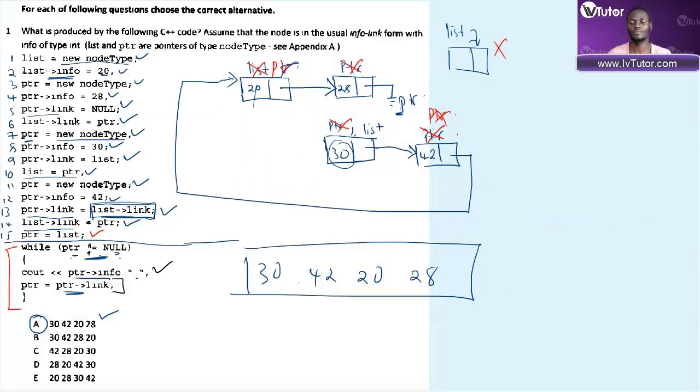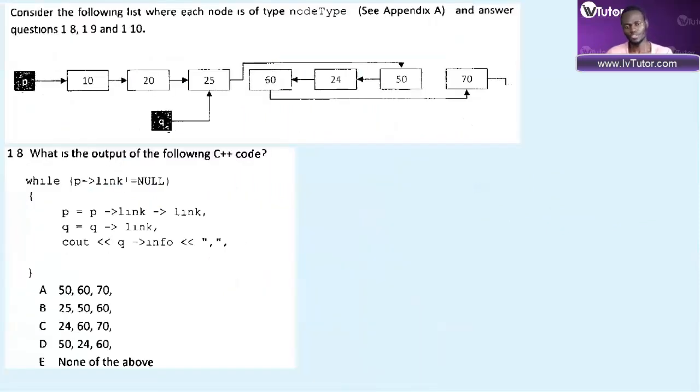Okay, let's look at another example. Now, these questions are a bit different. They give you a list of nodes, and they want you to write the output of this code here. Okay. And remember, I don't like this notation. I pretty much just go P is here, Q is here, and I don't look at this completely. Okay, that's what I do. Now they say, what is the output of this code?